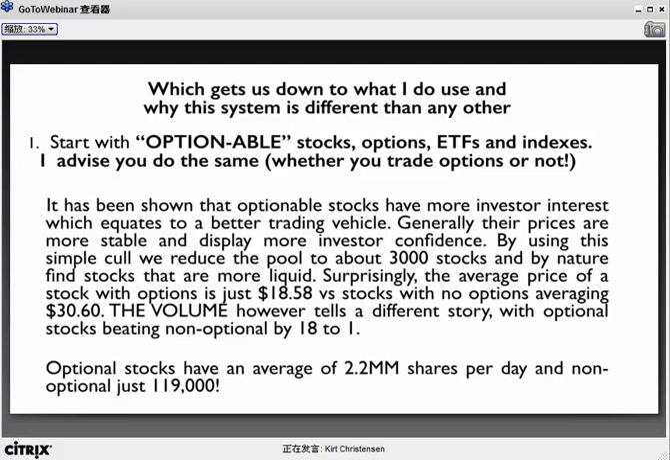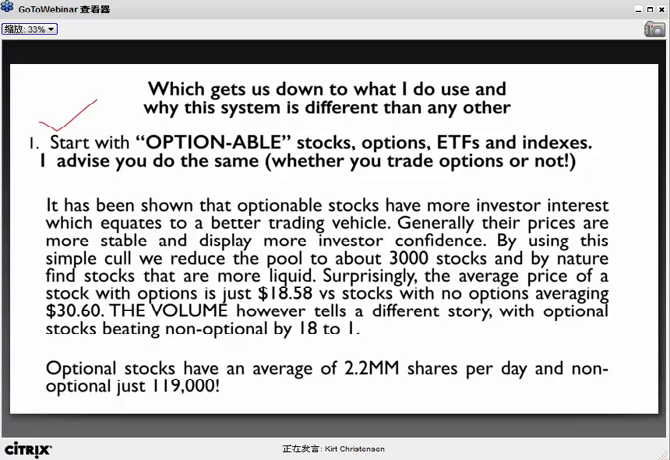So this gets down to what I do look for and what we're talking about tonight with this ETF tipping point. Number 1, we want to start with optionable stocks, options, ETFs, and indexes. I advise you to do the same whether you trade options or not. It has been shown that optionable stocks have more investor interest, which equates to a better trading vehicle. Generally, their prices are more stable and display more investor confidence. By using this simple call, we can reduce the pool to about 3,000 stocks and by nature, just find stocks that are more liquid.